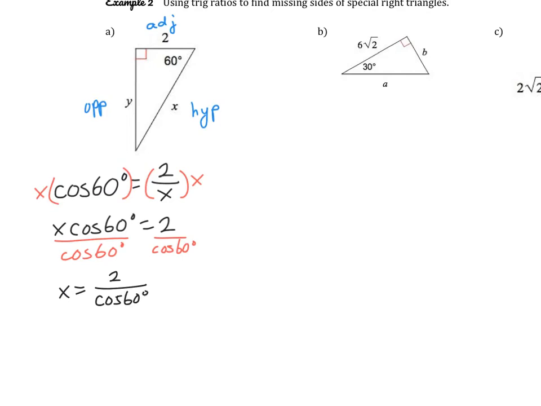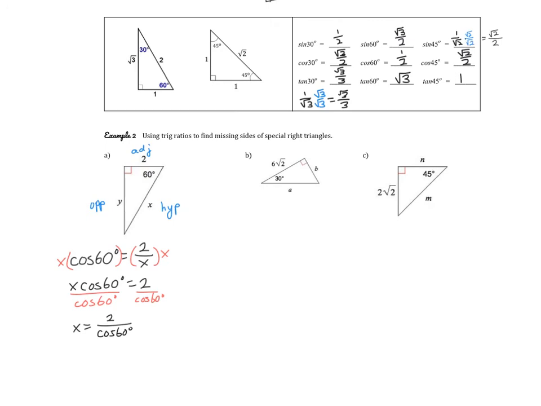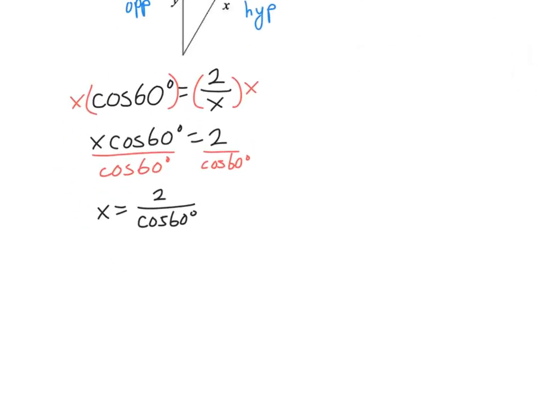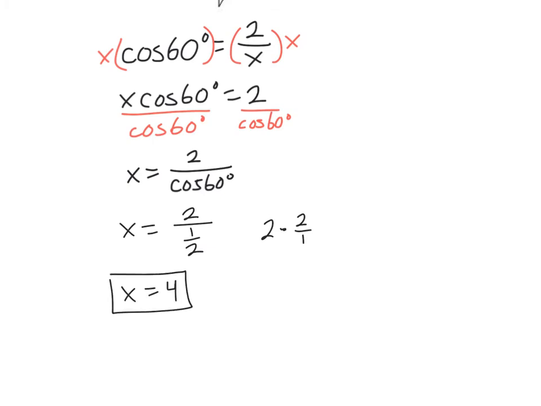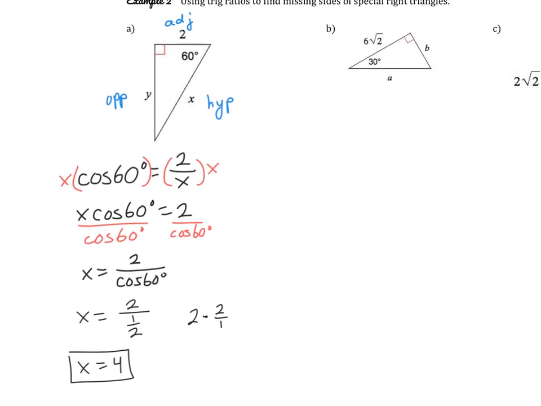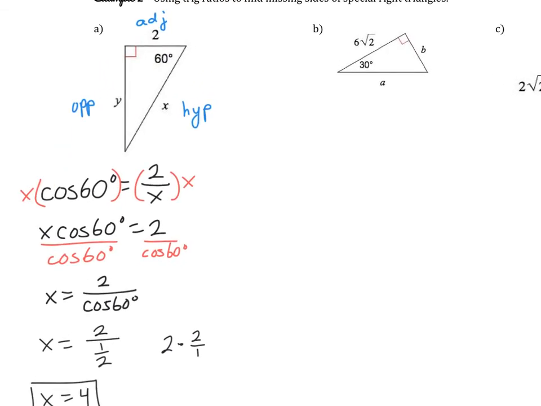Instead of using a calculator, because sometimes you won't have a calculator available, we can use the value that we found above. We know from our special right triangle that the cosine of 60 degrees is 1/2. So I can just replace that with 1/2. 2 divided by 1/2. Remember, here we have to multiply by the reciprocal, so 2 times 2 over 1, so x equals 4. And there you go. So let's see if we can do the same for y.